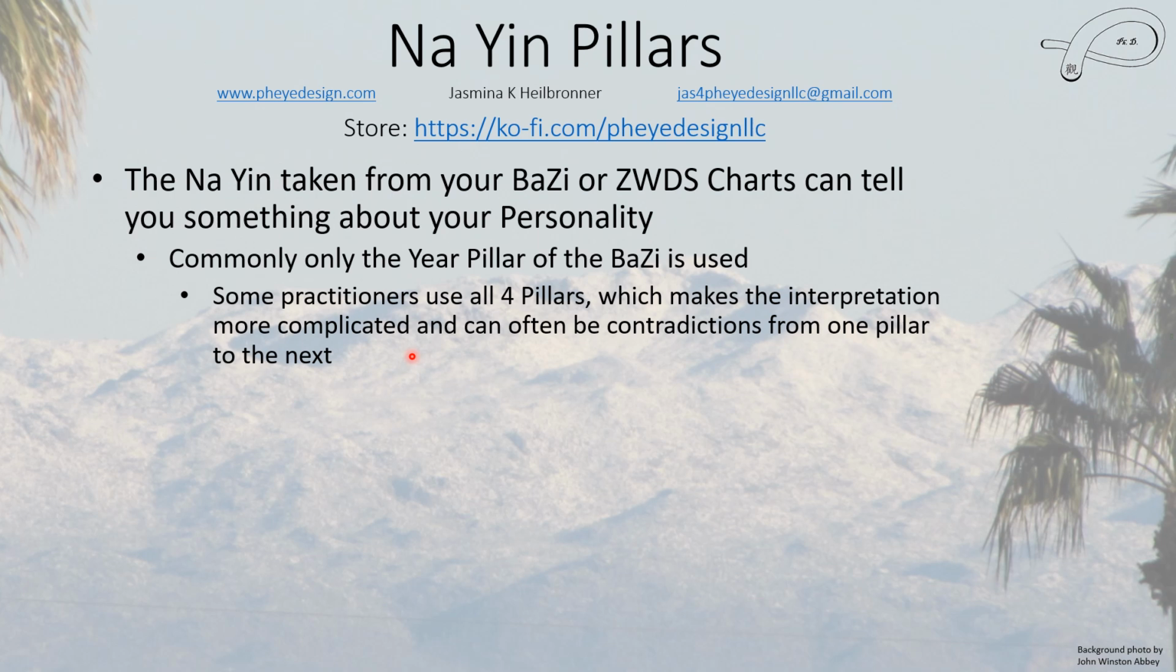Of course, that makes the interpretation quite a bit more complicated, and there can often be contradictions from one pillar to the next. So apparently, of course, you can say, well, it affects different parts of your life, but sometimes the contradictions are kind of extreme.